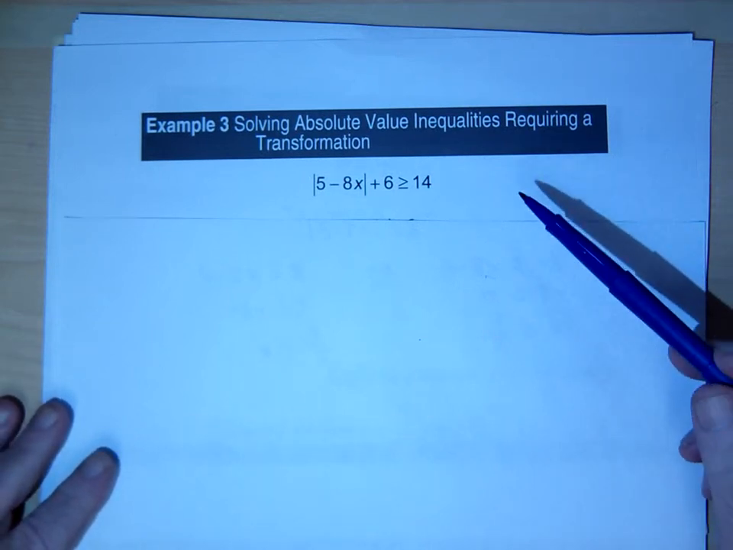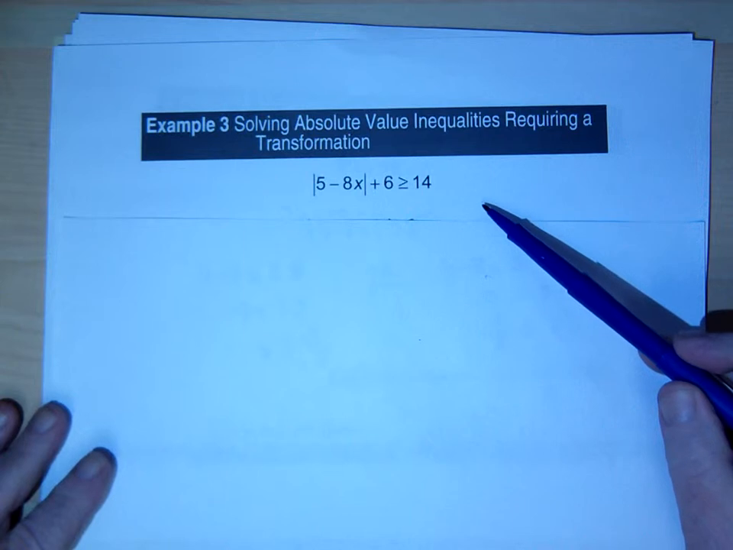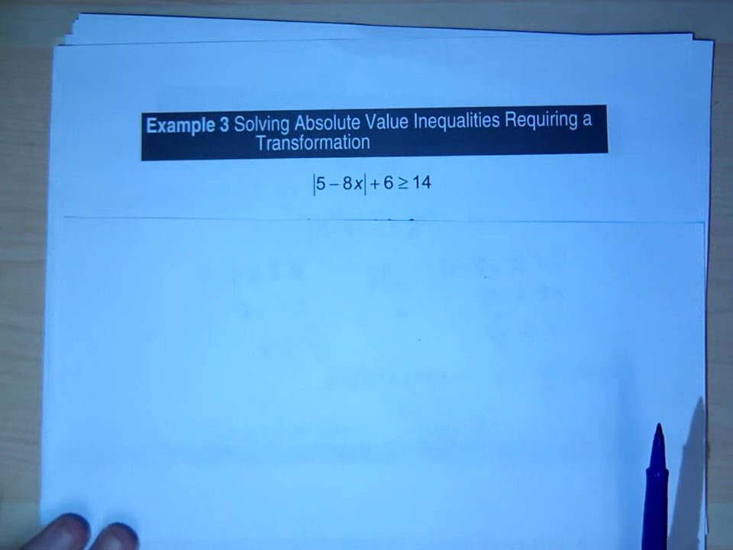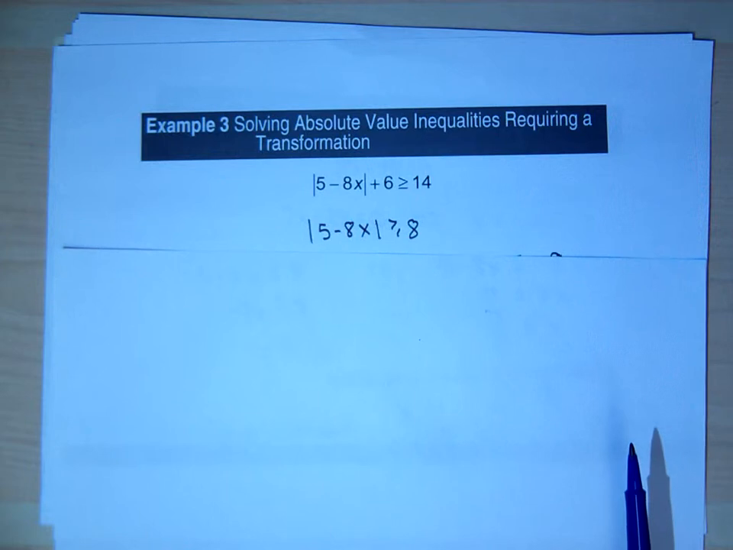You see, this is not of the form yet where the absolute value of z is bigger than or equal to a number. You have that 6 in the wrong place. So first thing we're going to do is subtract the 6 from both sides, and now we have something that we can deal with. This again is rule 3 as I specified.